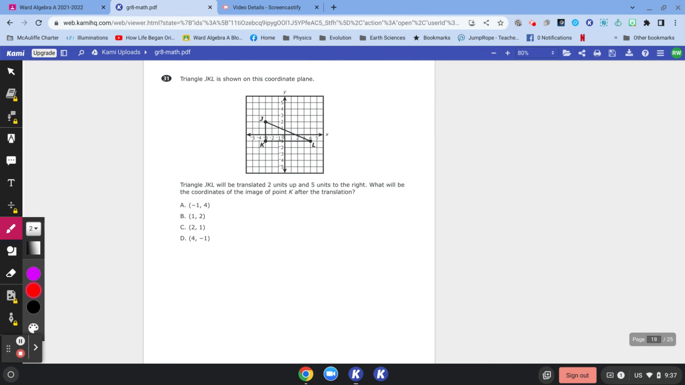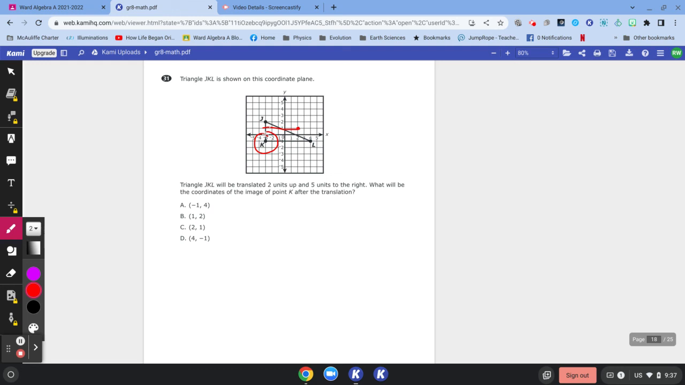So number 31, triangle JKL is shown on this coordinate plane, and we're saying it's going to be translated 2 units up and 5 to the right. So we're asked about where K will be after this translation. So this is K right here, and we're going up 2 and 5 to the right. So that means we're going to go up to this level here, and then we're going to go to the right 5. So we're going over to the right to here. So this will be our position.